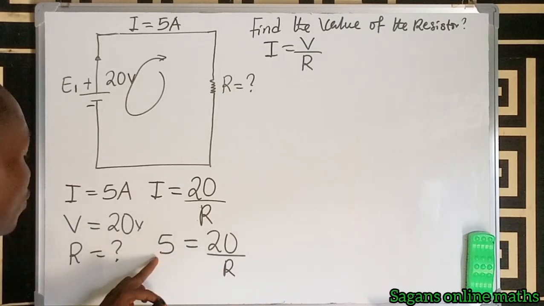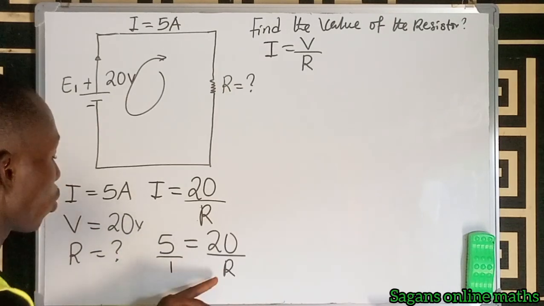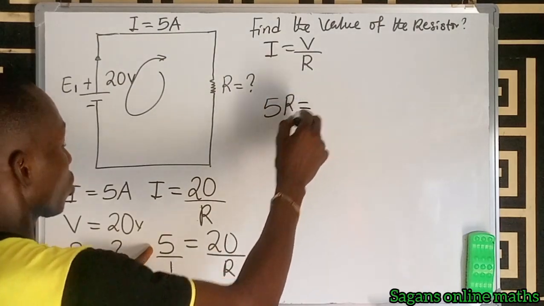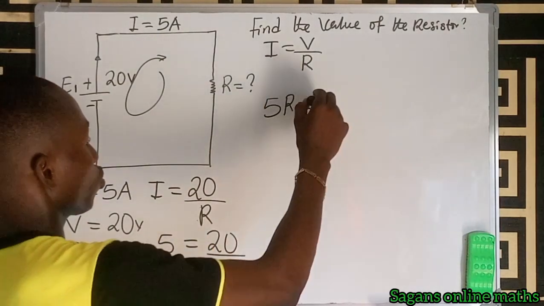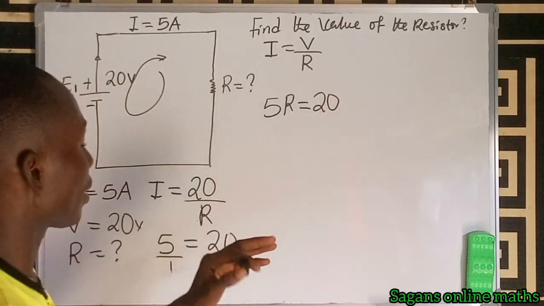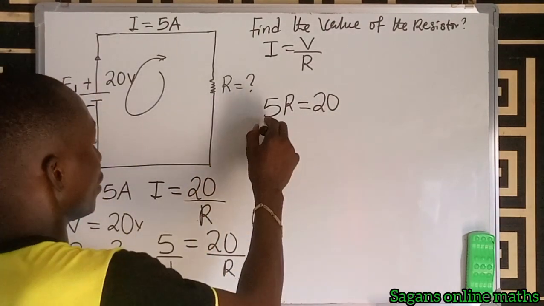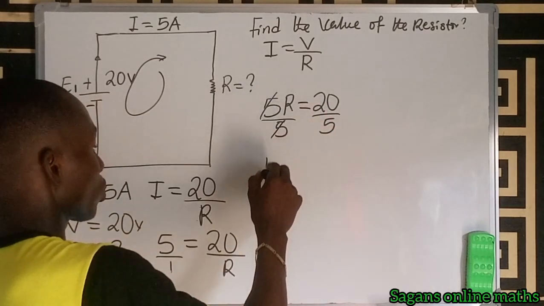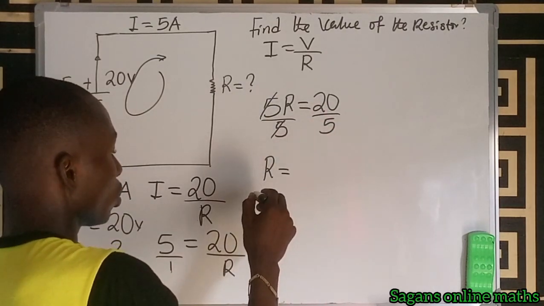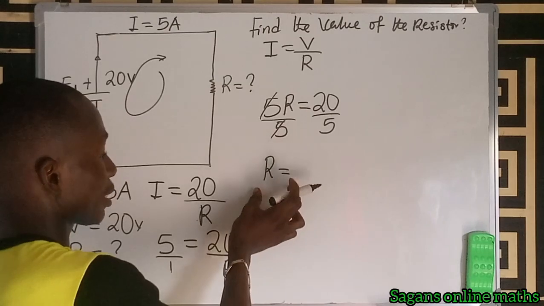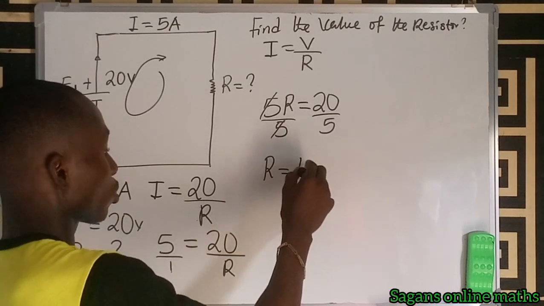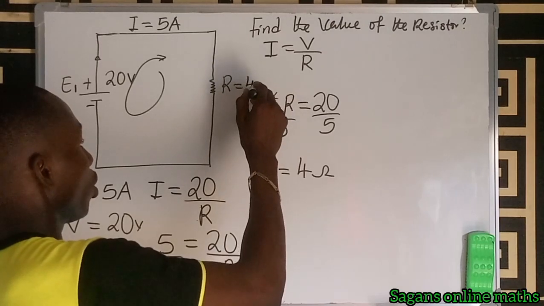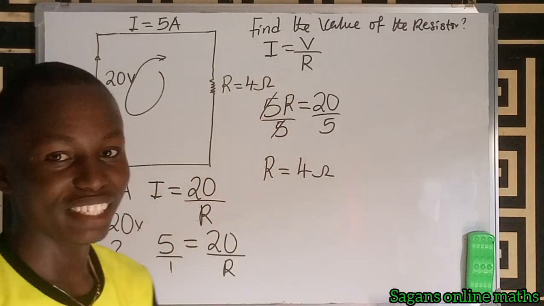Remember that the denominator of this 5 here is 1, right? So R times 5 gives us 5R, our resistor, equal to 1 times 20, which gives us 20. Now if we divide both sides by the coefficient of R, divide here by 5, divide here by 5, the 5s cancel. So our resistor is equal to 4 ohms. So it means that here is 4 ohms. Wow, this is amazing.